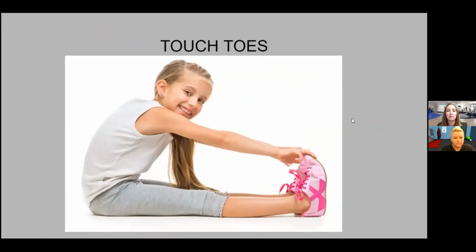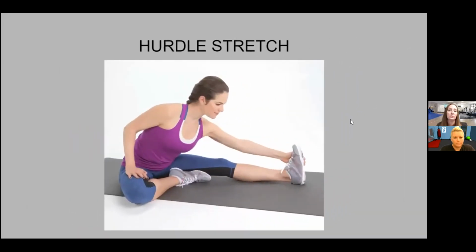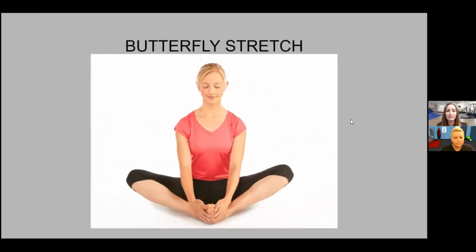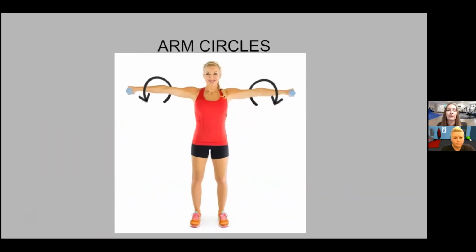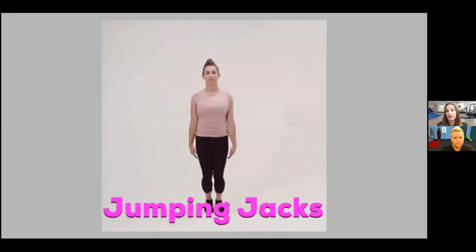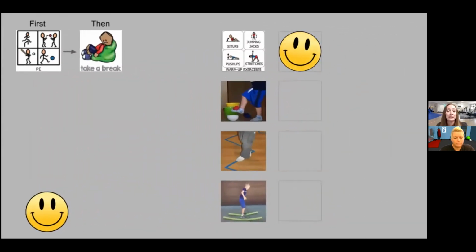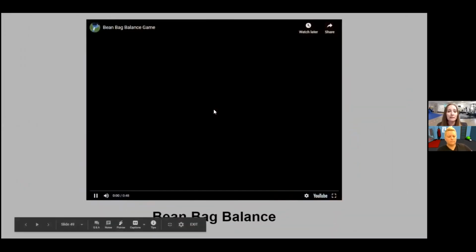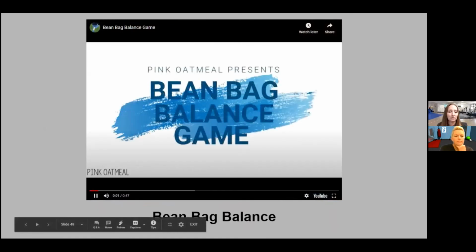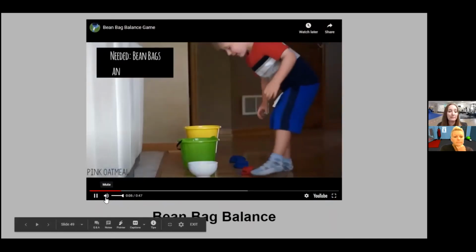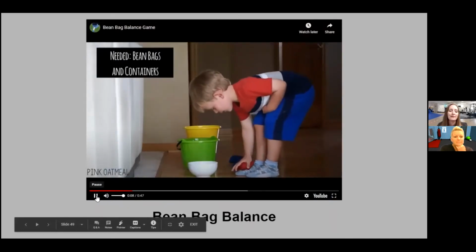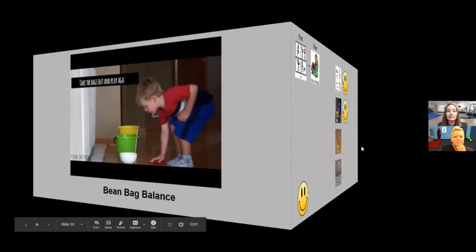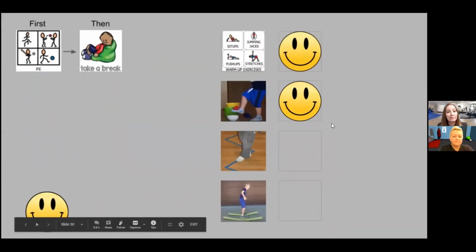We do our stretches, we do each one. And then after we do our 2, 3, 4, whatever it happens to be, 5 on this one, they get their happy face. And then we go to the next skill. And here I have the videos embedded into the slideshow. So you would do the activity. This happens to be beanbag balance, okay? And then you go to the next slide, and there they get their happy face for it.